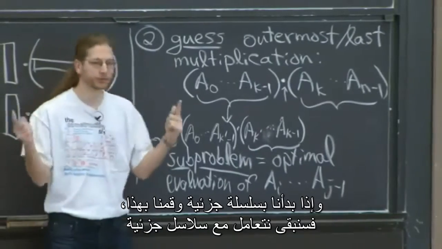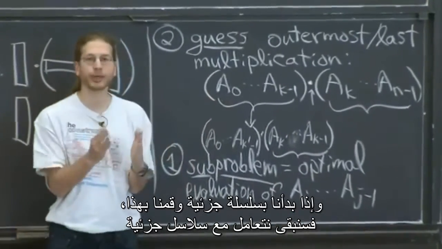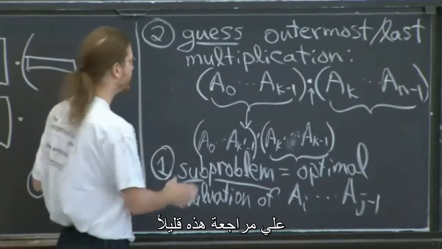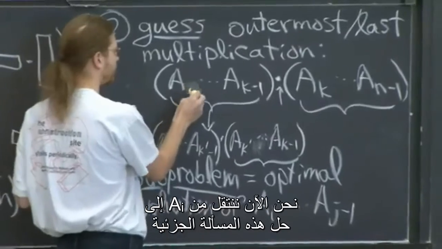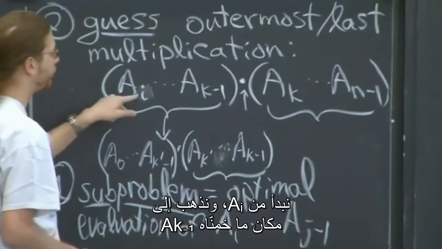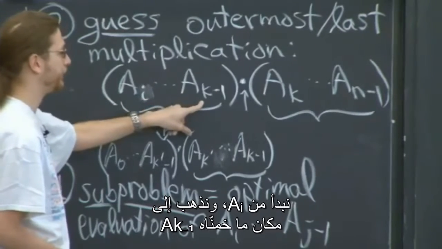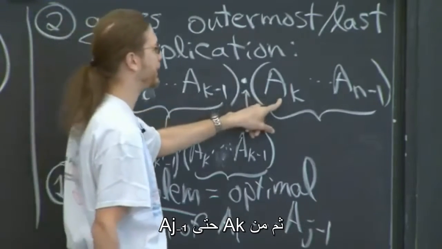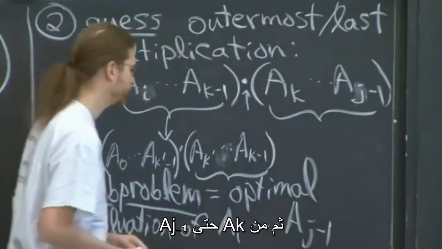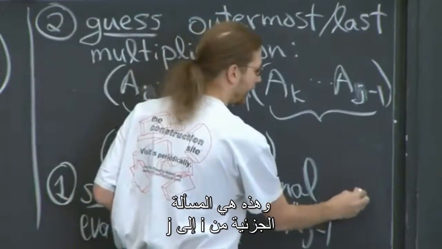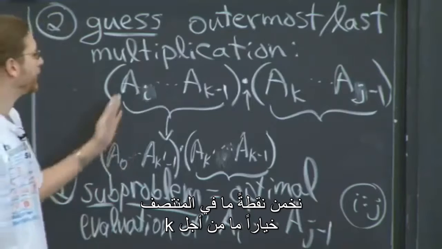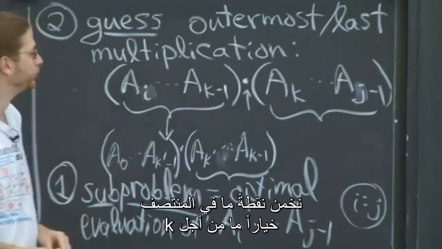And if you start with a substring and you do this, you will still remain within a substring. So actually, I have to revise this slightly. Now we're going from ai. To solve this subproblem, which is what we need to do in the guessing step, we start from ai. We go to some guessed place, ak minus 1. Then from ak up to aj minus 1. Okay, this is the i colon j subproblem. So we guess some point in the middle, some choice for k.